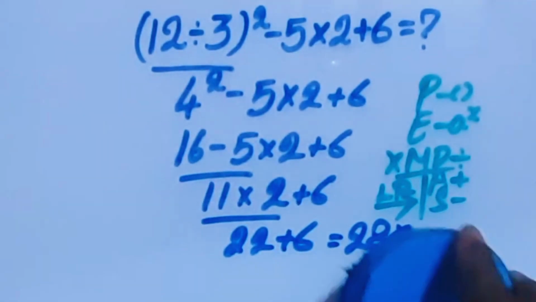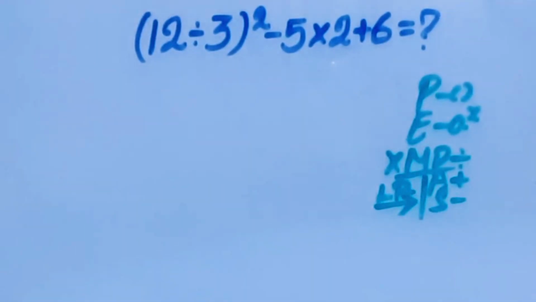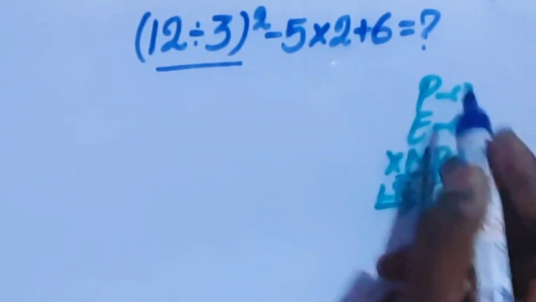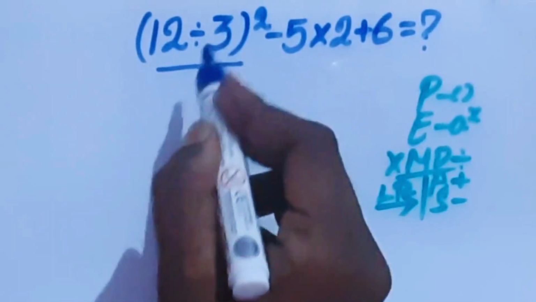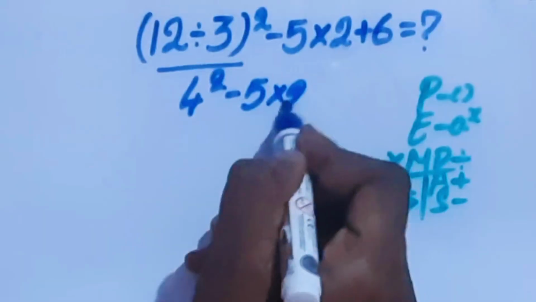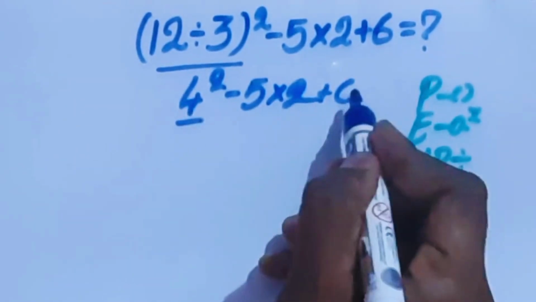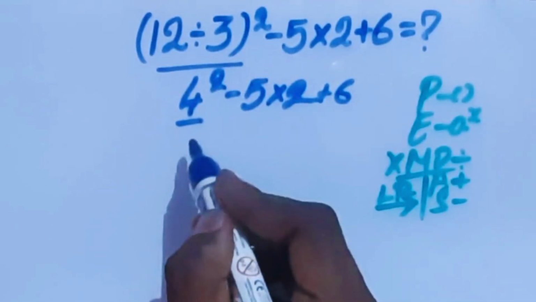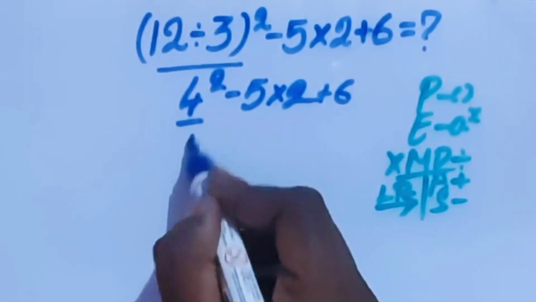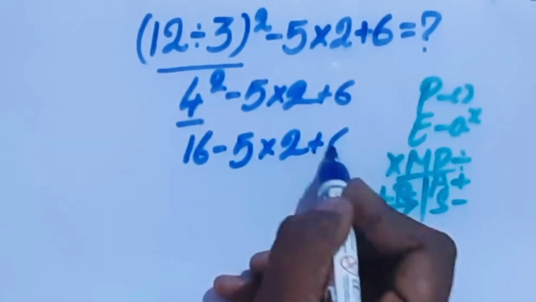Now, we are going to solve this problem in the correct way by using the order of operations, PEMDAS. In PEMDAS, the bracket is the higher priority, so we have to do this bracket before the other operations. So here 12 divided by 3 is 4, squared, minus 5 times 2 plus 6. The next priority is the exponent. We have an exponent here, that is 4 to the power of 2. We have to do this 4 to the power of 2 before the other operations. Here 4 squared is 16 minus 5 times 2 plus 6.